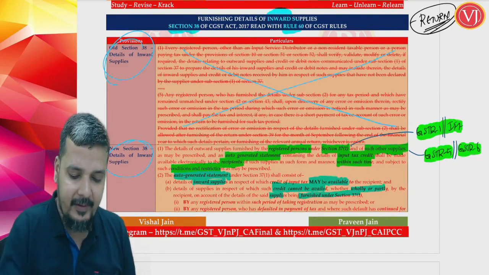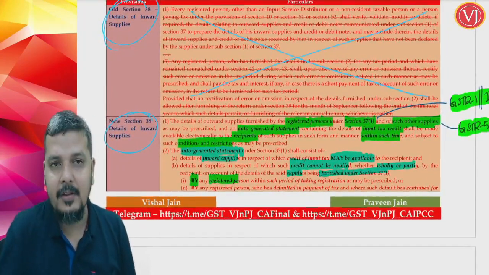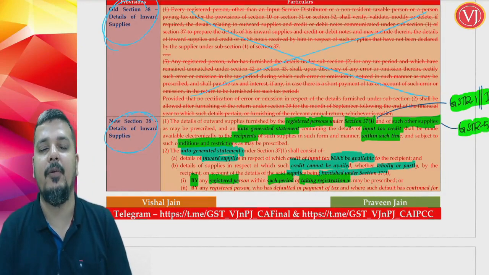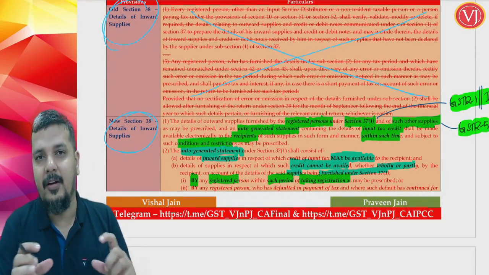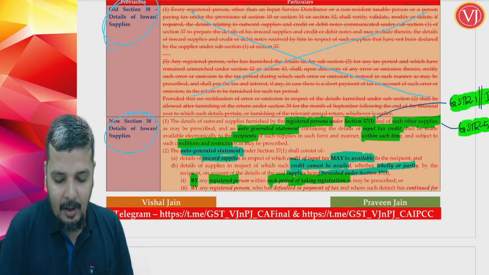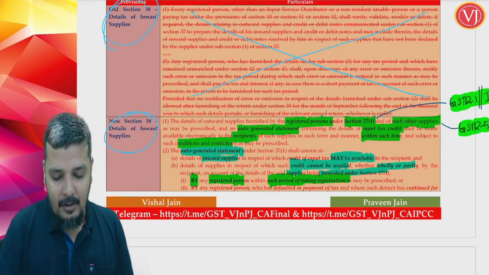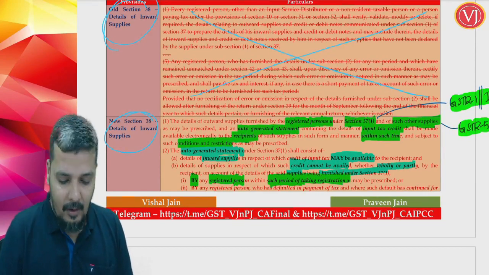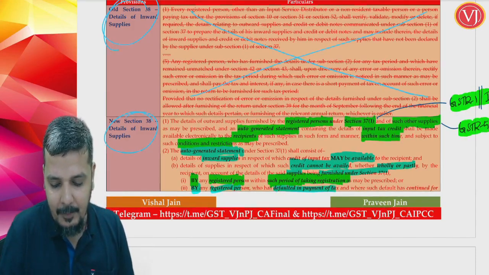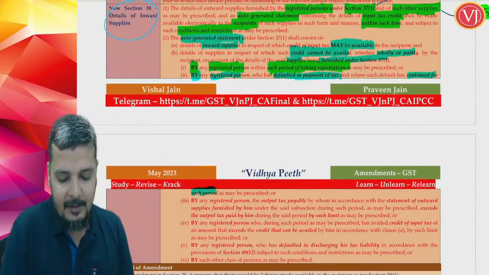Now, on what basis has that credit not been available? By any registered person within such period of taking registration as may be prescribed, which means the registered person has taken new registration. So his particular supplies, though they are coming in my GSTR 2A or 2B, I may not be able to take the credit. So if it is by a registered person who has filed his GSTR1 or IFF, but he is a newly registered person, or by a registered person who has defaulted in payment of tax and such default continued for such period as may be prescribed.